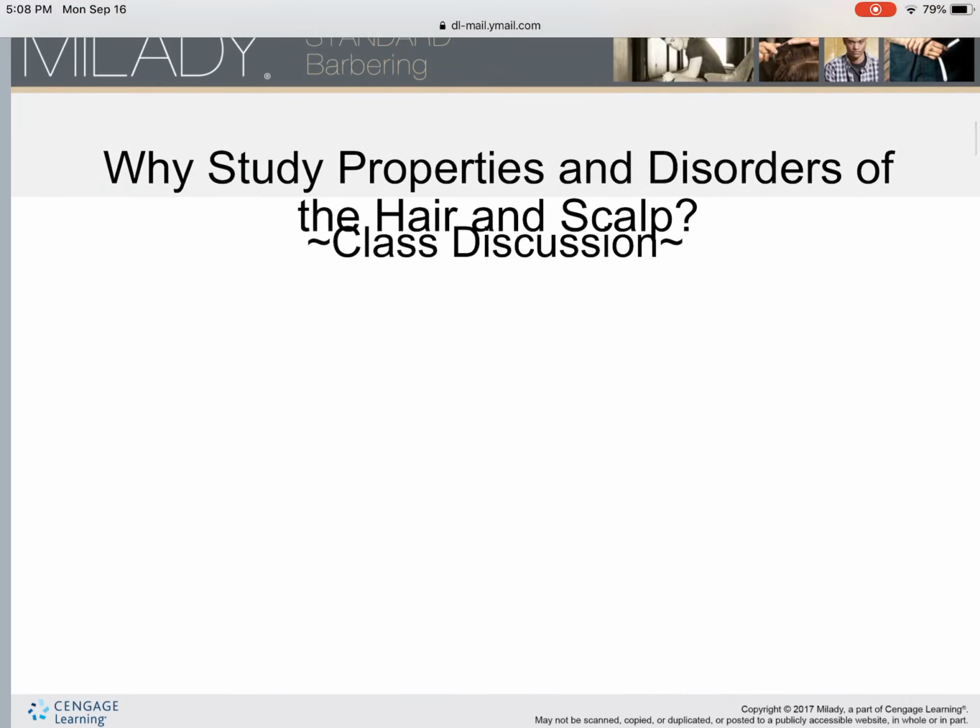Okay, why study properties and disorders of the hair and the scalp? For one, barbers need to know how products and chemicals affect the structure of the hair. We also need to know how to keep a client's hair and scalp in a healthy condition and how to differentiate between normal and abnormal conditions. And also, barbers need to be able to perform a scalp and hair analysis before performing a service. This chapter will get you more in depth with the hair, its structure, its growth cycle, and of course the disorders and analysis that we previously covered.